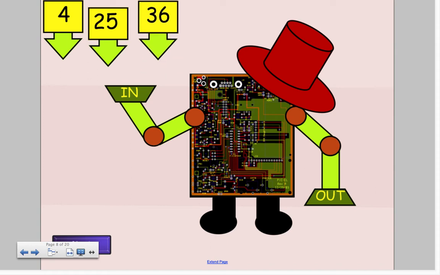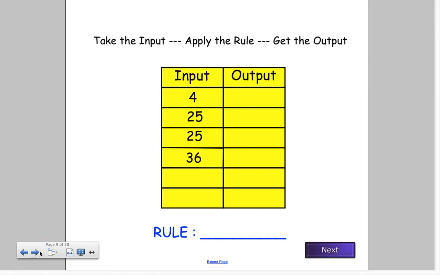Okay, so when you fill out your table, 4 was 2 and negative 2. 25, I could put 5 here and negative 5 here. You could also list it that way. We could put 4 down here too, and one of them would be 2 and one you could put negative 2 down here. It doesn't matter. 36 was negative 6 and positive 6.